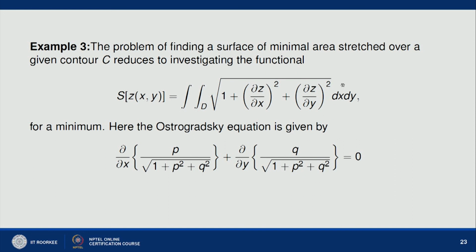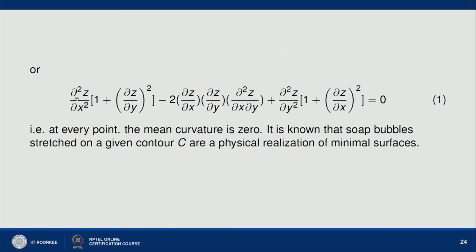If you remember, here the integrand does not involve the function z. So here you can simplify the Euler-Ostrogradsky equation, which is given by ∂/∂x of p upon root of 1 plus p square plus q square, plus ∂/∂y of q upon root of 1 plus p square plus q square, equal to 0. When you simplify, it comes out to be zxx (1 plus zy whole square) minus 2 zx zy zxy plus zyy (1 plus zx square) equal to 0.